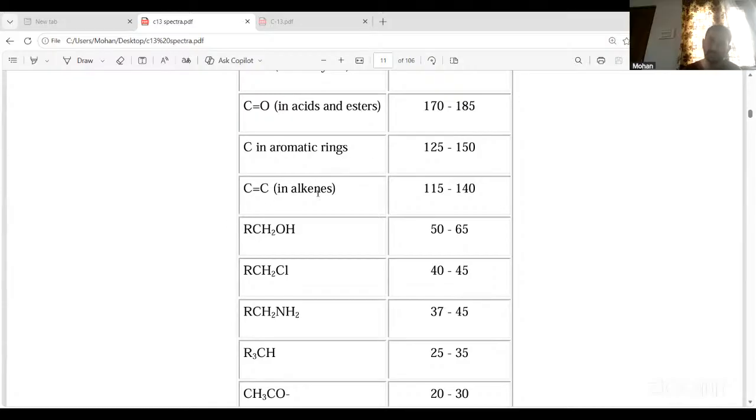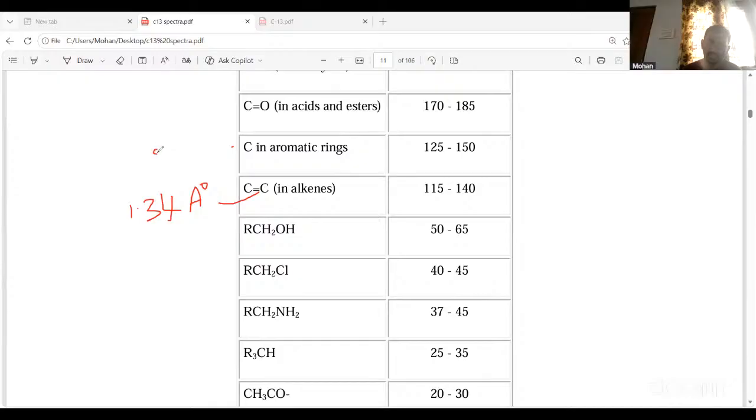And you know the bond length, right? When it is C double bond C, how much is it? It is 1.34 angstrom. In alkanes, C single bond C is 1.54 angstrom. And C triple bond C is 1.20 angstrom.